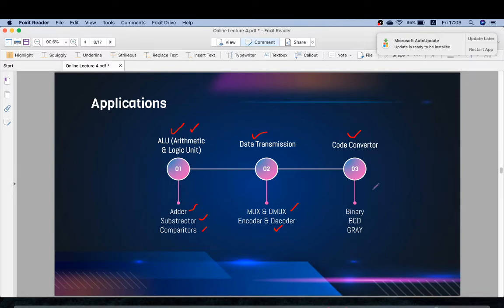In code converters, combinational logic is used in binary, in BCD codes and in Gray. So we can see that combinational logic is used in all types of equipment, whether it's arithmetic and logic units, communication or transmission units, or code converters.